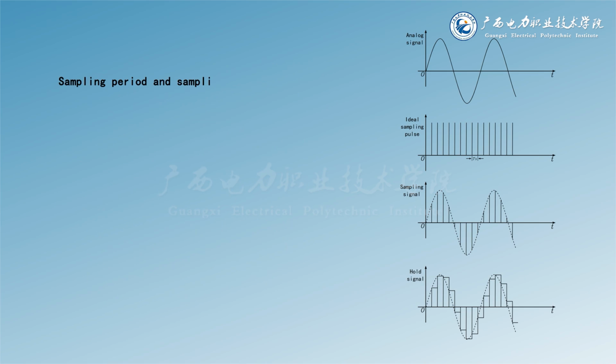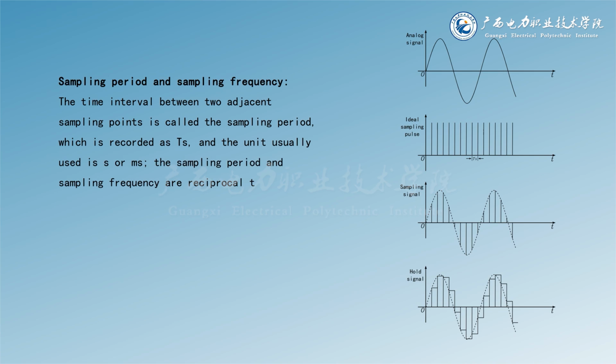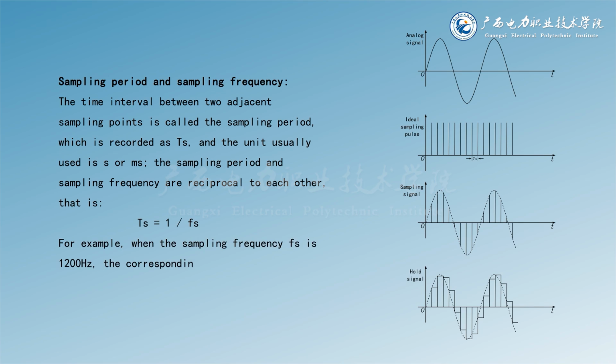Sampling period and sampling frequency. The time interval between 2 adjacent sampling points is called the sampling period, which is recorded as TS, and the unit usually used is seconds or milliseconds. The sampling period and sampling frequency are reciprocal to each other, that is, TS equals 1/Fs. For example, when the sampling frequency Fs is 1200 Hz, the corresponding sampling period TS is 0.833 milliseconds.